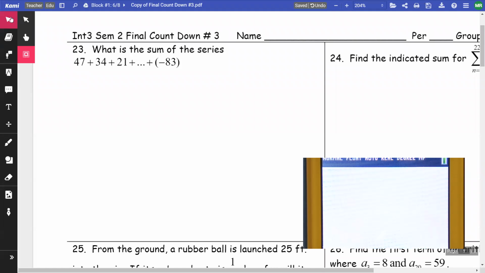So this video is on Integrated 3, Semester 2, Final Countdown number 3. In this first problem, we're dealing with what looks like an arithmetic series.